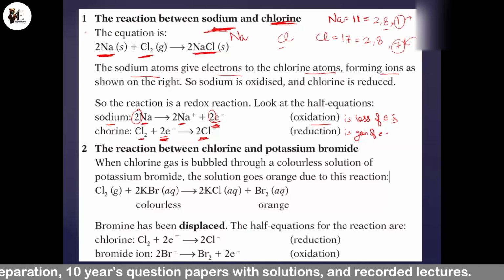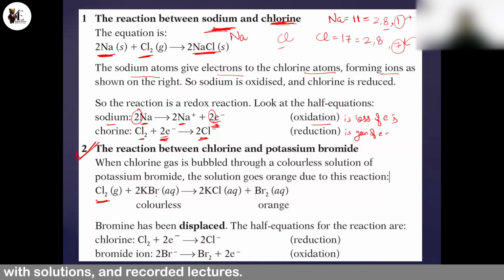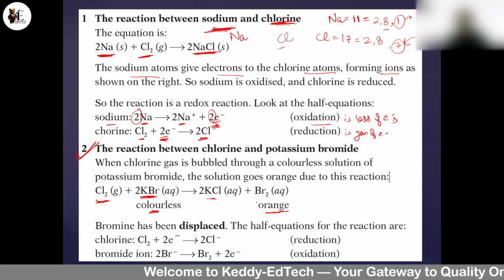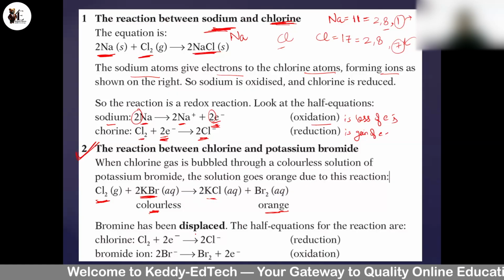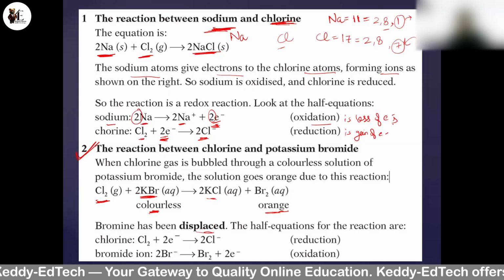Okay. So let us see the second reaction example. When chlorine gas is bubbled through a colorless solution of potassium bromide, KBr, which is colorless, then a reaction occurs. We have KCl and bromine. So this colorless solution will get converted into orange colored bromine due to this reaction. So we can say that bromine has been displaced.